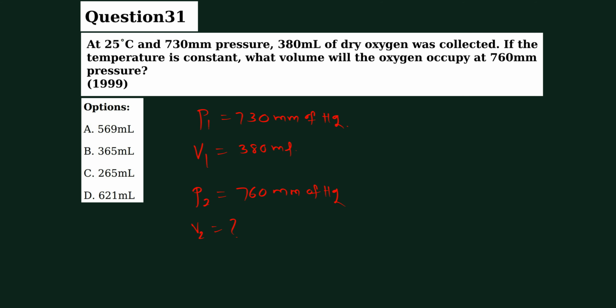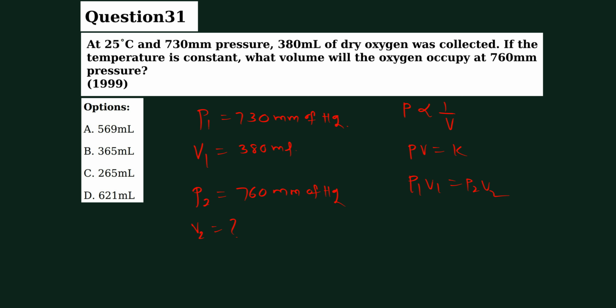At 25 degrees Celsius and 730 mm pressure, 380 ml of dry oxygen was collected. If the temperature is constant, what volume will the oxygen occupy at 760 mm of pressure? At constant temperature, the pressure and volume relation is given by which law? Boyle's law. According to Boyle's law, pressure is inversely proportional to volume. So PV equals constant. From this we can write P1 V1 equals P2 V2.